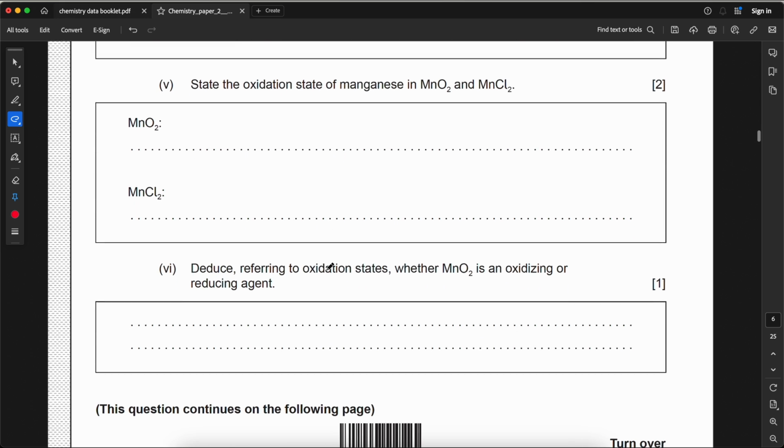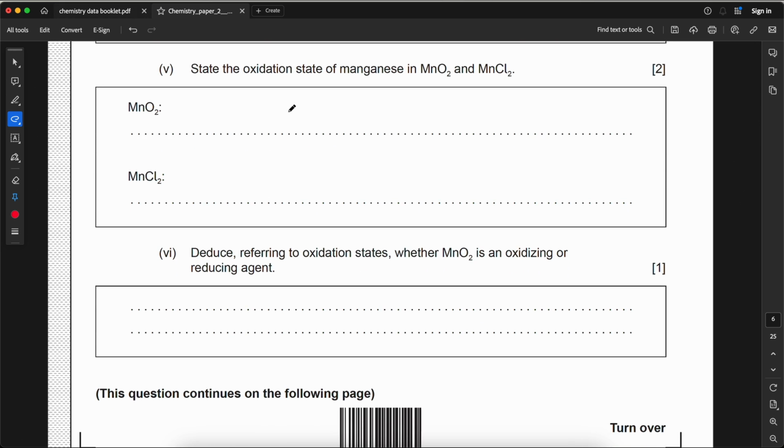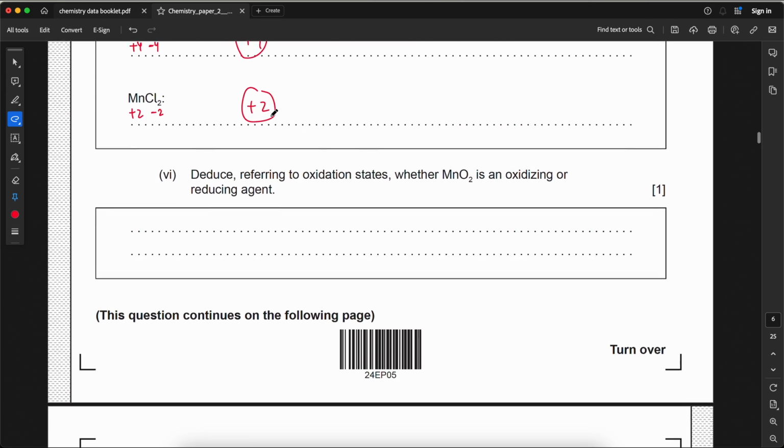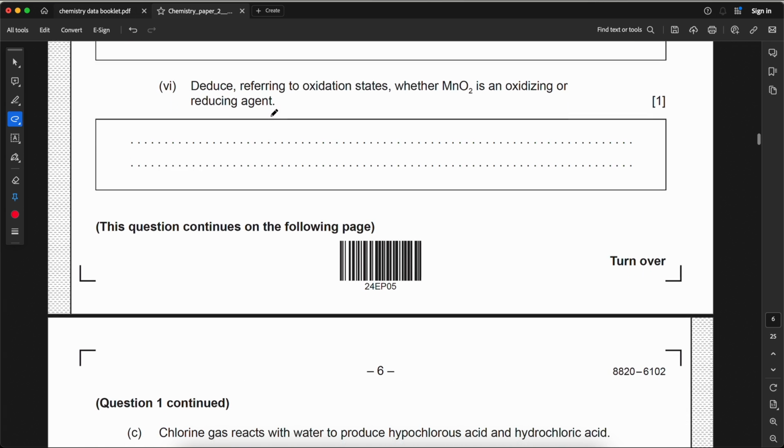State the oxidation state of manganese in MnO2 and MnCl2. In MnO2, oxygen is -2 times 2 which is -4, so manganese is +4, making the total 0. In MnCl2, Cl is -1 times 2, so manganese is +2. Be careful, not 4+ or 2+. You will not get a mark if you write it in that way.